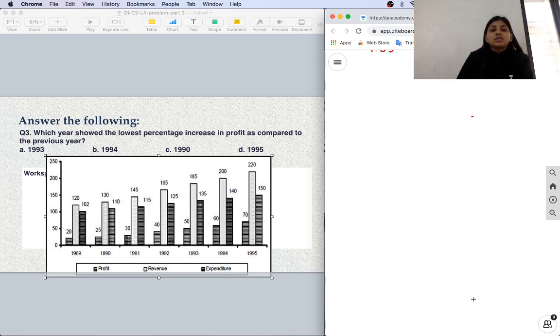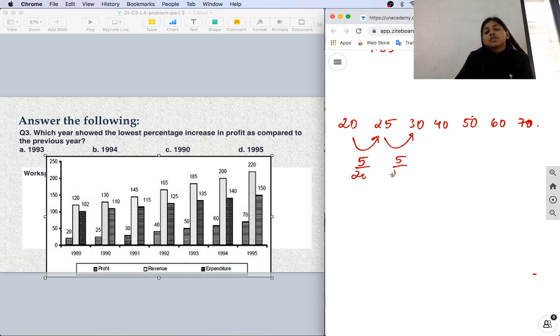Okay, so first in 1990, 20 becomes 25. Okay, it's 20, 25, 30, 40, 50, 60 and 70. So from here to here it increases by 5 divided by 20, 5 by 25, 10 by 30, 10 by 40, 10 by 50, 10 by 60.